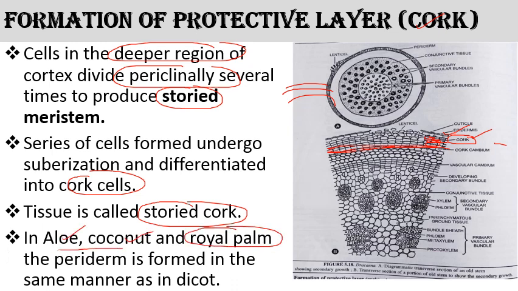the periderm is formed in the same manner as in dicots. So dicots के केस में जो cork cambium है ये बाहर की तरफ को बनाता है cork और अंदर की तरफ को बनाता है secondary cortex, और ये तीनों लेयर्स मिलकर बनाती है periderm, which is similar to that of dicots. So ये कुछ प्लांट्स हैं like we have aloe vera, coconut and royal palm, इनमें भी periderm इसी तरह से बनती है जैसे कि डाइकोट्स में बनती है.